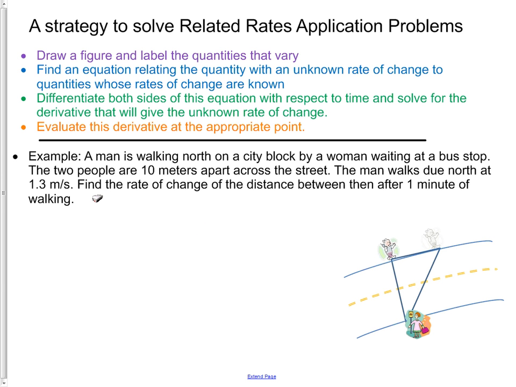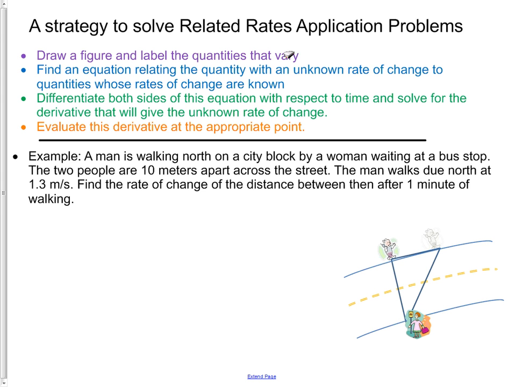Okay, so if we're going to solve a related rates application problem, we should have a strategy that we're always going to follow. And so I'm going to use this example right here to help me get an idea of what it is that I want to know. So, all right, what do I do? First thing I should do is draw a figure and label any of the quantities that vary.